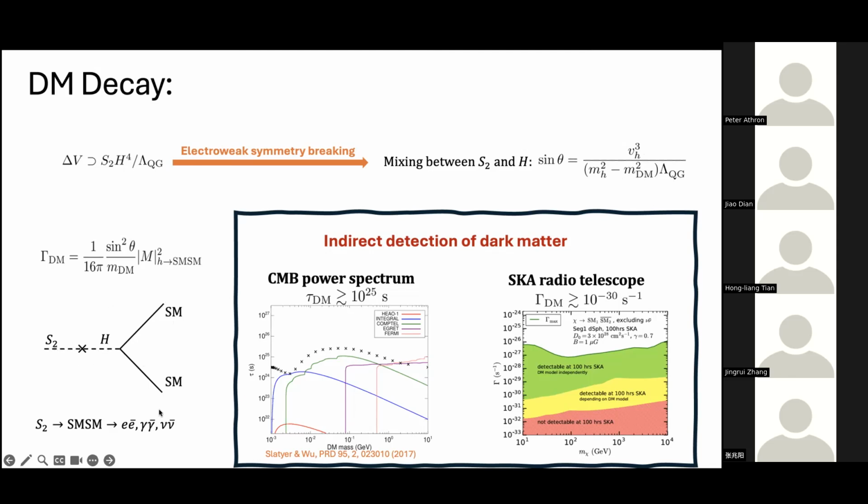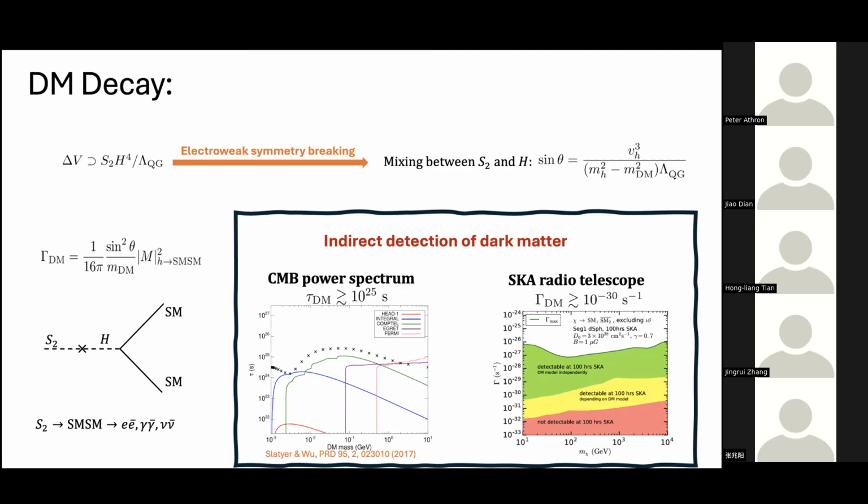So dark matter can decay to all the standard model particles. Now, because of this decay, this should not destroy the CMB power spectrum, and hence CMB gives a very strong constraint on the lifetime of the dark matter, which says that the dark matter lifetime has to be larger than 10^25 seconds.